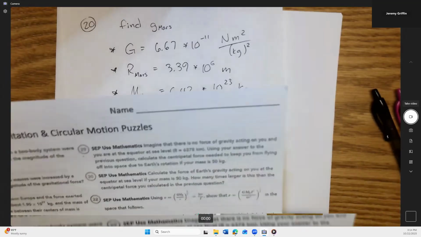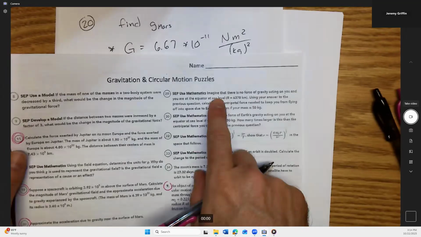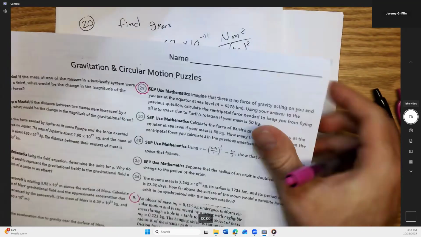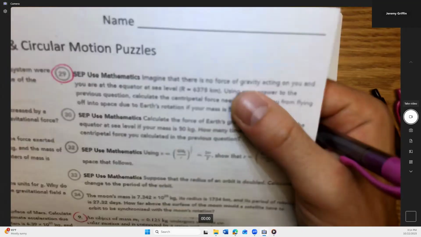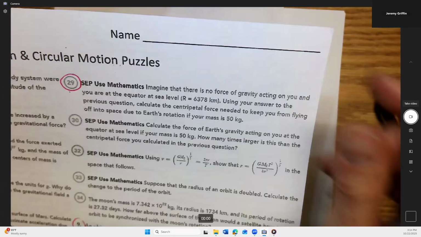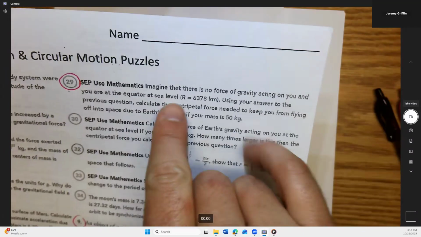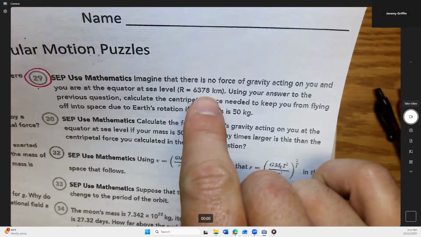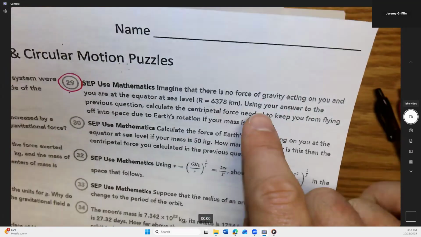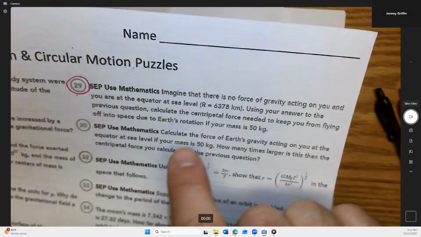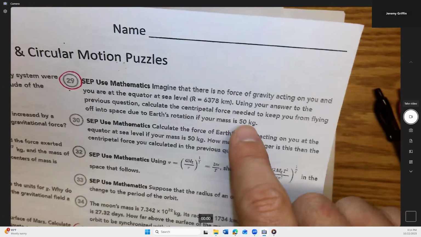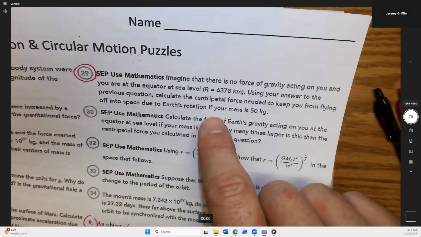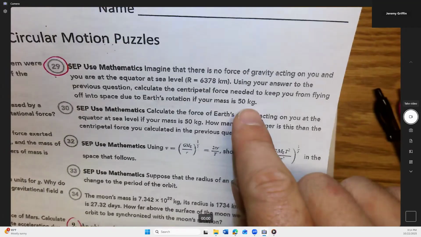I like this question, number 29. It says, imagine that there is no force of gravity somehow. Let's say we turn off gravity, and you're at the equator at sea level. They gave you the radius of the Earth in kilometers. Calculate the centripetal force needed to keep you from flying off into space due to Earth's rotation. And they're giving you a mass of 50 kilograms.